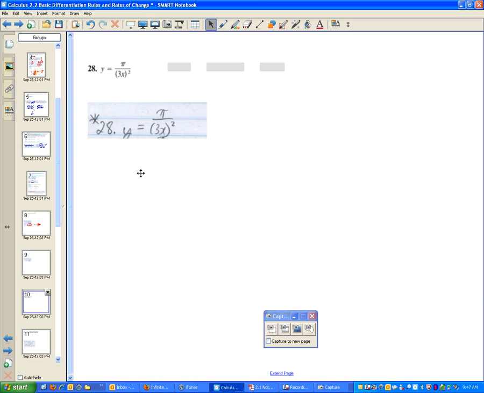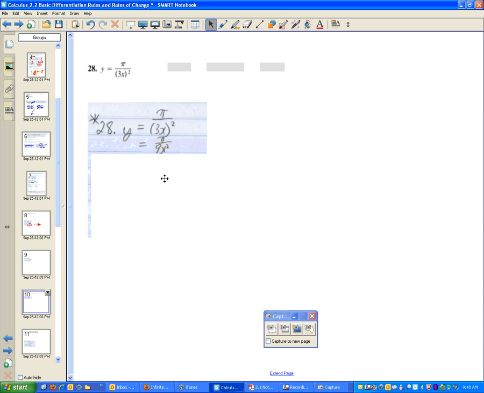So the first step in the table is to rewrite the function. We need to rewrite this into a form that we can apply some combination of our rules to, into a form that we know how to find the derivative. So first I'm going to square that 3x. When I square 3x, what do I get? So that becomes pi over 9x squared.